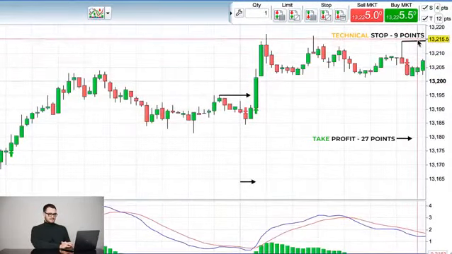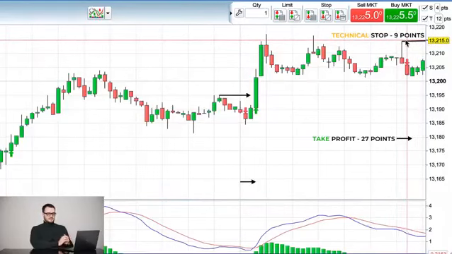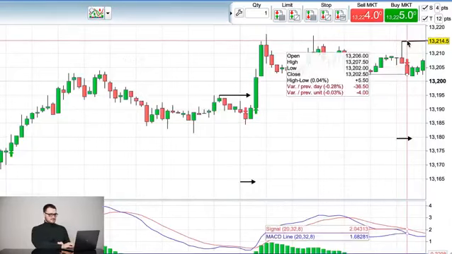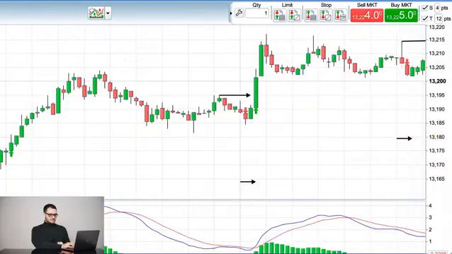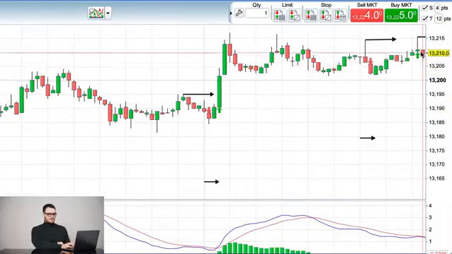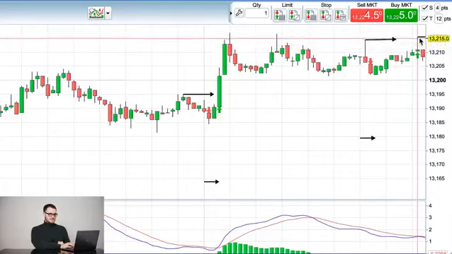And the stop is going to be at the previous, so it's also a technical. Each stop here pretty much in this day was technical, not fixed. So here our stop is 9 points and take profit is 29 points down below here. However, we are unlucky, and with one small blip, unfortunately the stop has been taken and we have lost 9 points.